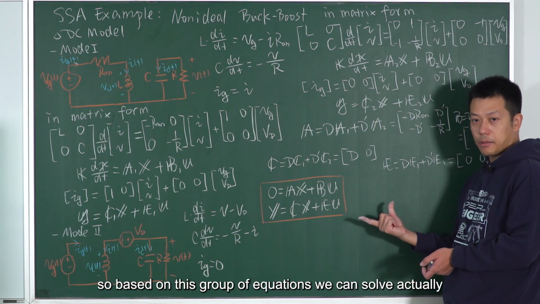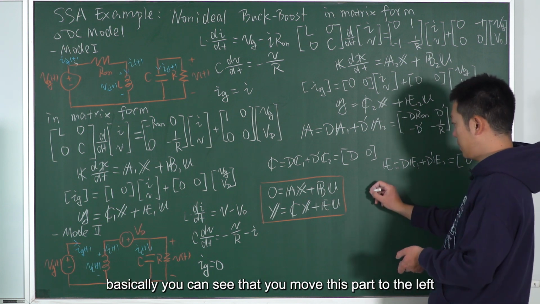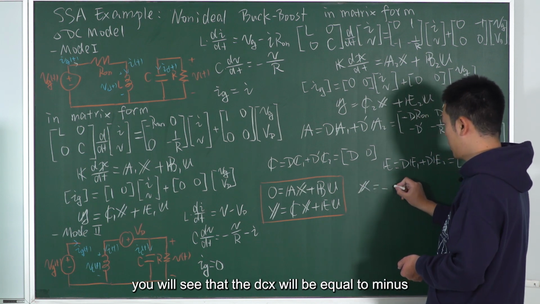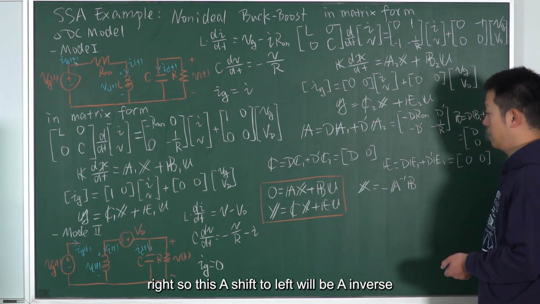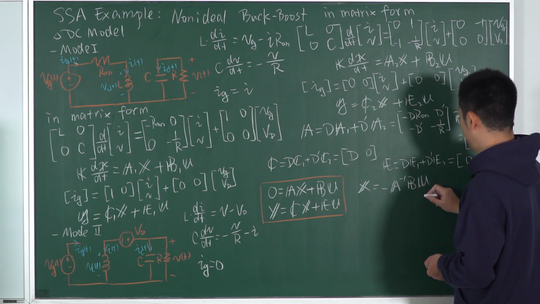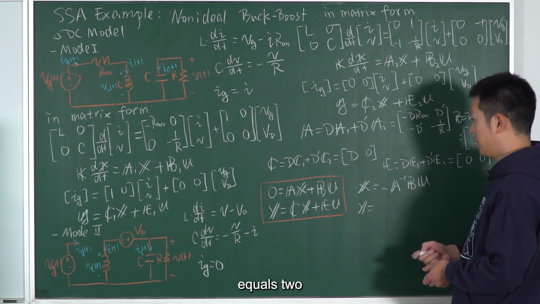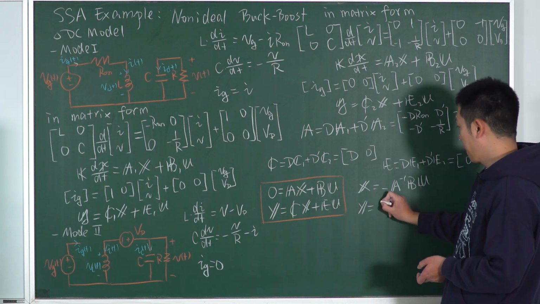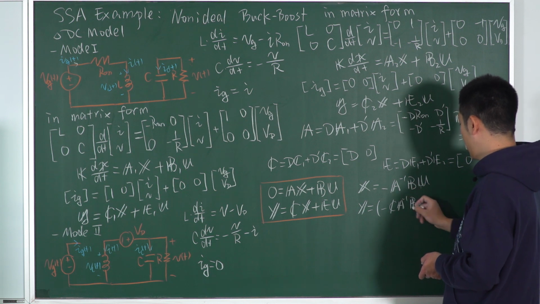So based on this group of equations, we can solve for the value of x, right? Basically, you move this part to the left and then do the matrix calculation. You will see that the DC x will equal minus A inverse times B times U, the input vector. And Y equals, we substitute X into here, so this will be minus C A inverse B U plus E U.